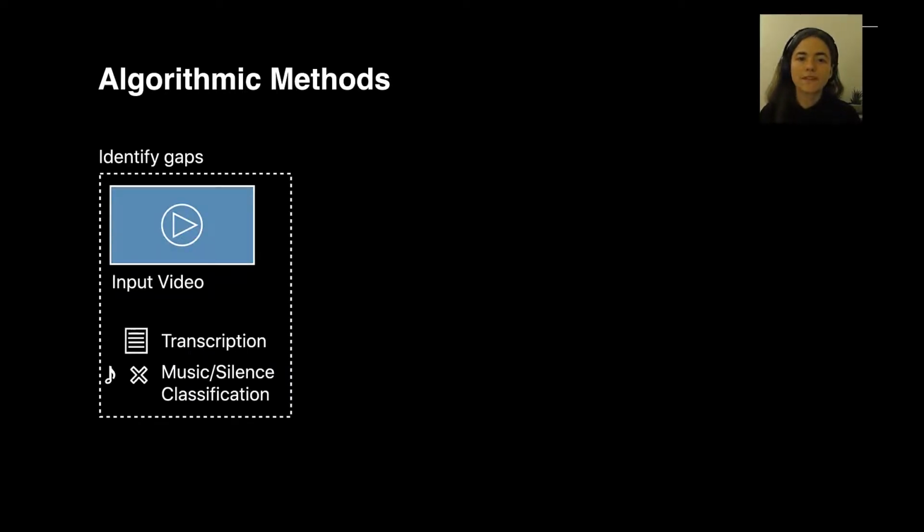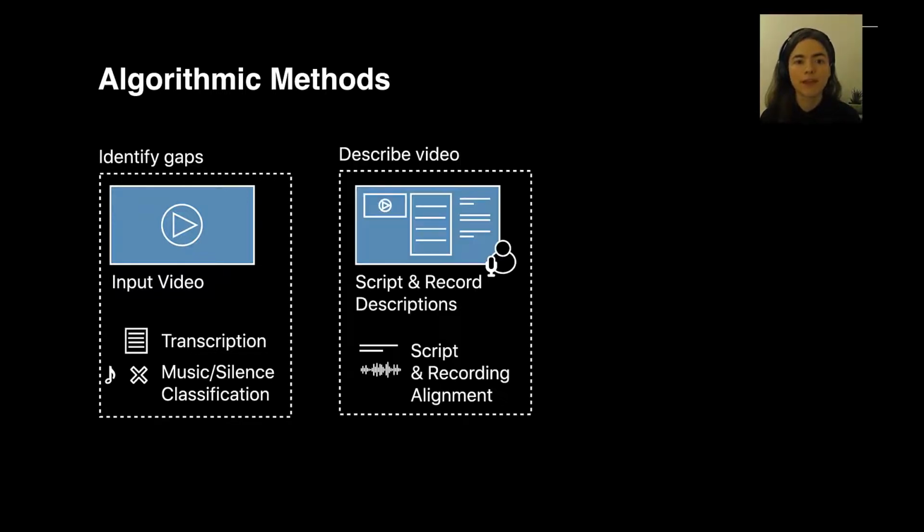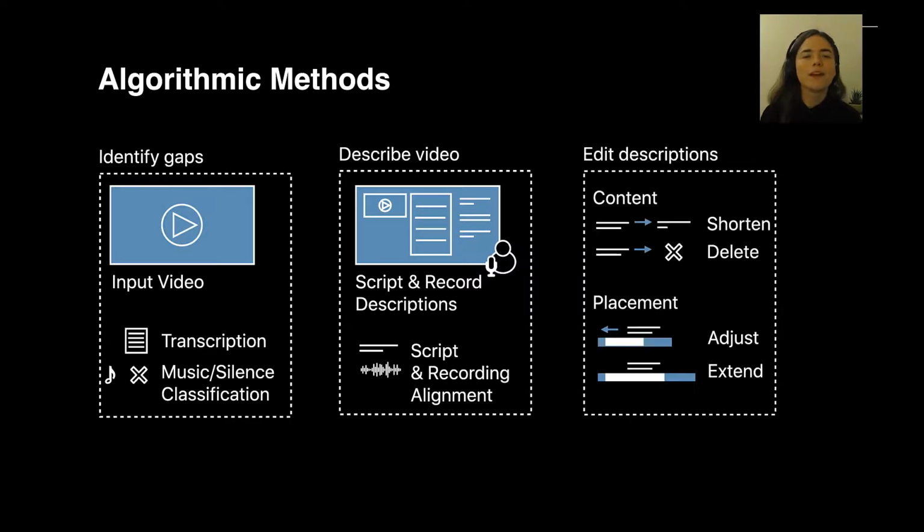Rescribe first identifies speech, silence, and music in the input video by transcribing the video and then classifying the non-speech sound. Next, users can describe their video, and Rescribe aligns each scripted description with its recorded clip. Finally, Rescribe edits descriptions by shortening them or deleting them, or by adjusting their placements or extending the underlying source track.